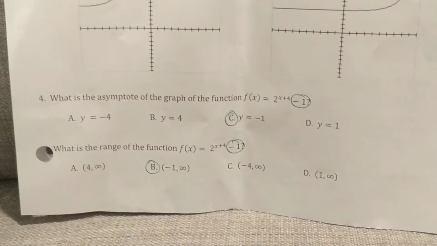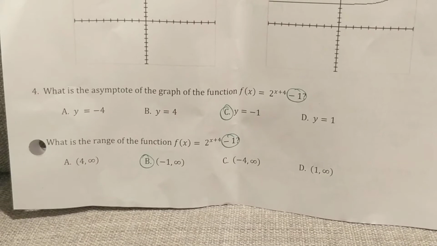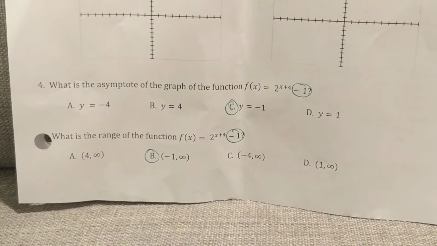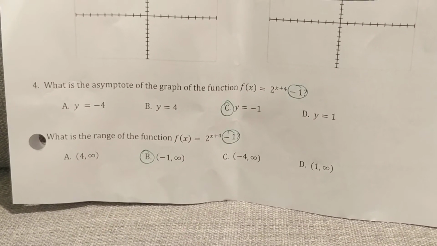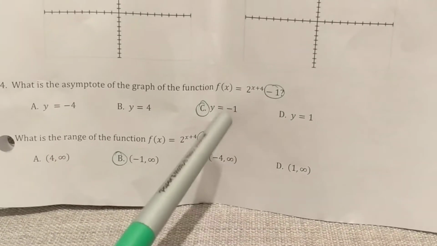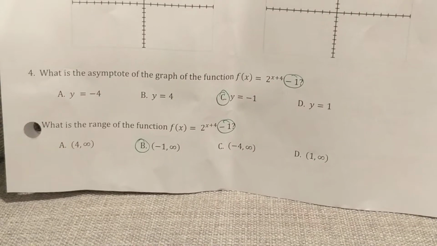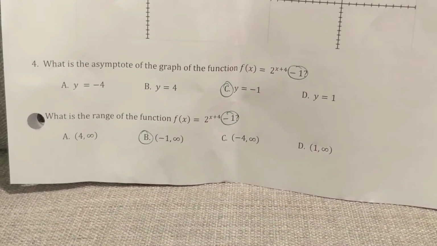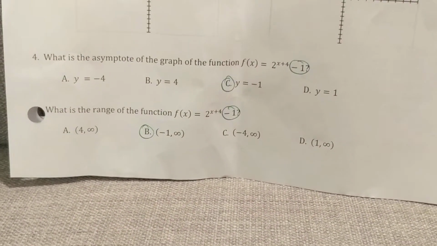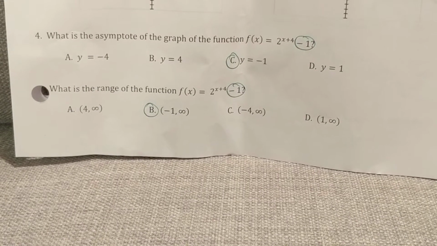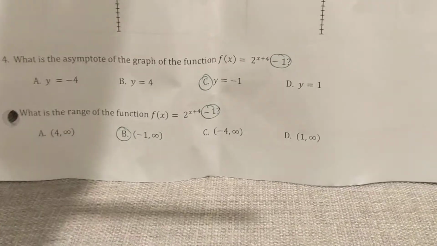Alright, and then the next one says, what is the asymptote of the graph of the function 2 to the x plus 4 minus 1? Asymptote's that last number, C. And then what is the range of this function? You go to asymptote to infinity, so correct answer will be B on that one. Actually, I think there's a back, so there's one more side.